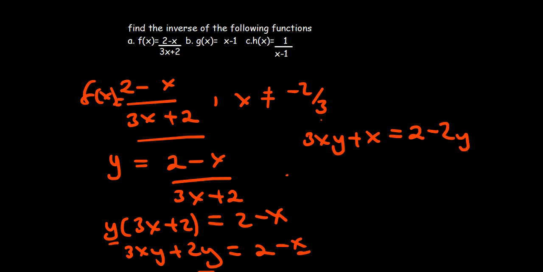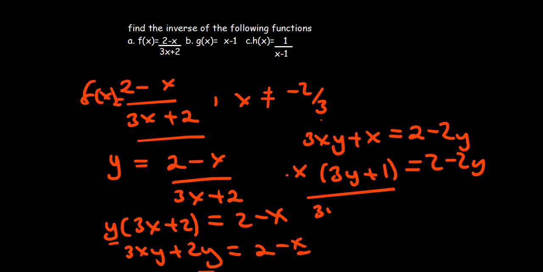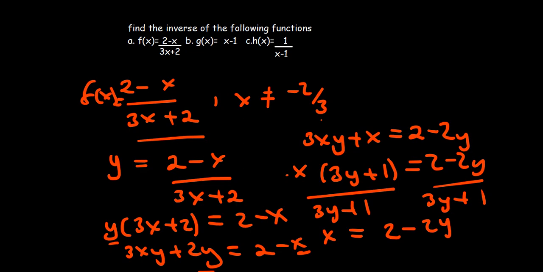Then from here I can factor out my x. So I factor out my x at this point. So I have x times (3y plus 1) is equal to 2 minus 2y, like that. Then here I can divide both sides by 3y plus 1. Then I'll get that x is equal to (2 minus 2y) divided by (3y plus 1).